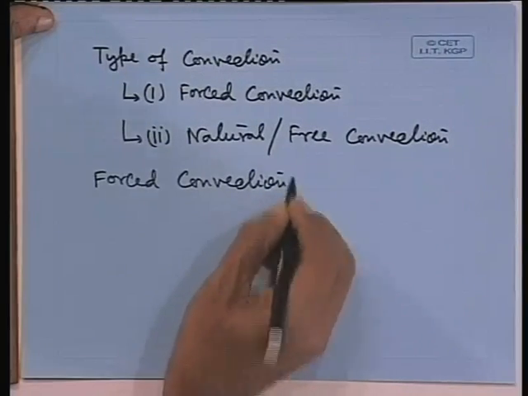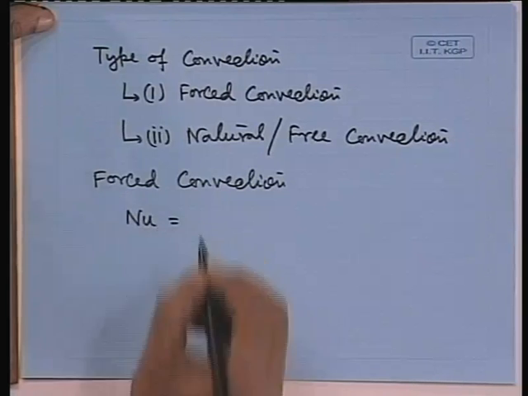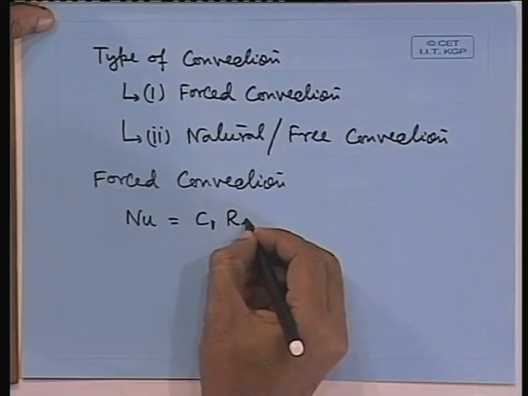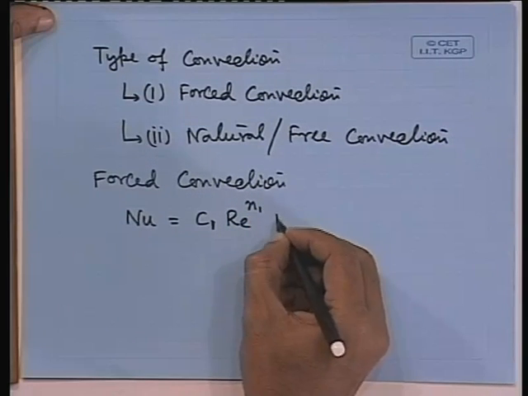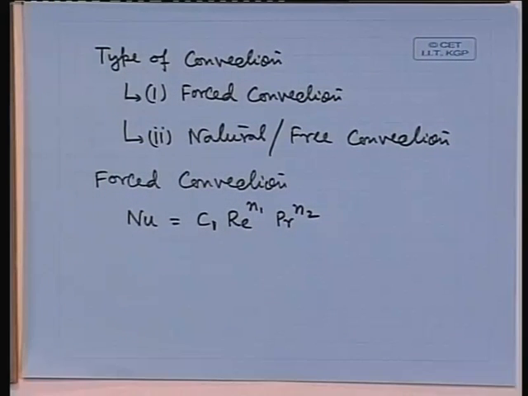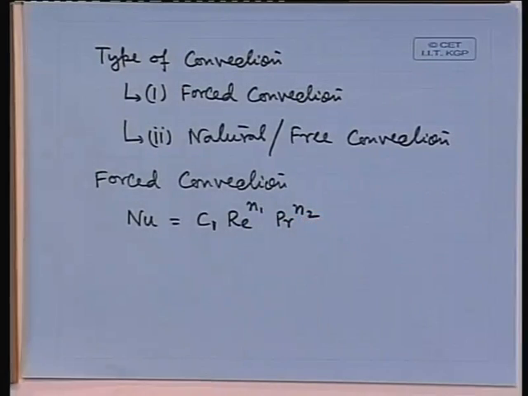Basically, if it is forced convection, Nusselt number is equal to some constant C1, then Reynolds number to the power N1 and Prandtl number to the power N2. This type of relationship I will get. I am not giving these numbers because they will vary from situation to situation. This constant, then there is one number here, then there is another number here. For forced convection, I will get this type of relationship.